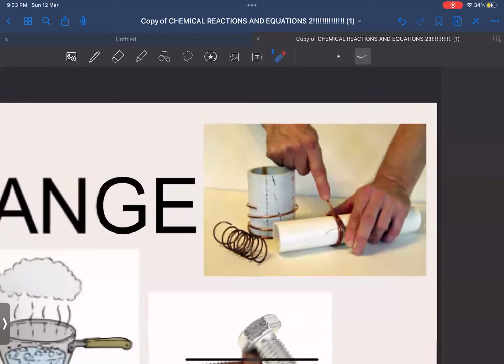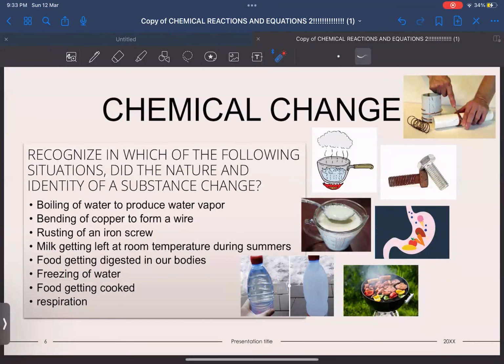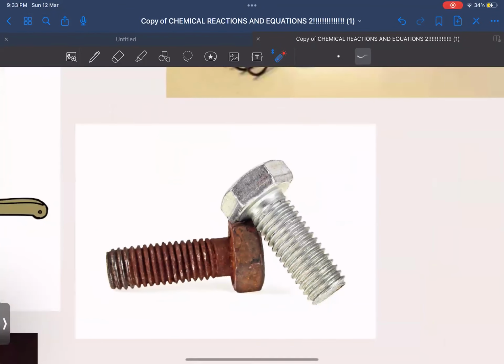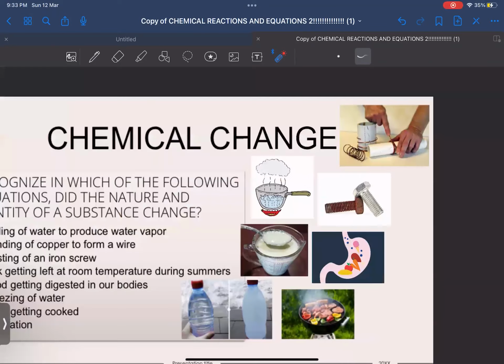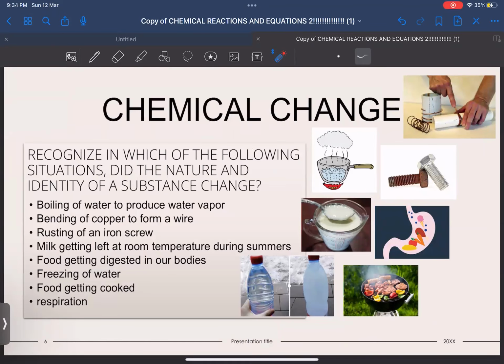Next, we're going to talk about rusting of an iron screw. Over here, we have iron. When this iron reacts with O2, we get rust, which is ferric oxide, Fe2O3. Rust is a completely new product, and rust cannot give us iron again, can it? It cannot. So it is a chemical change.